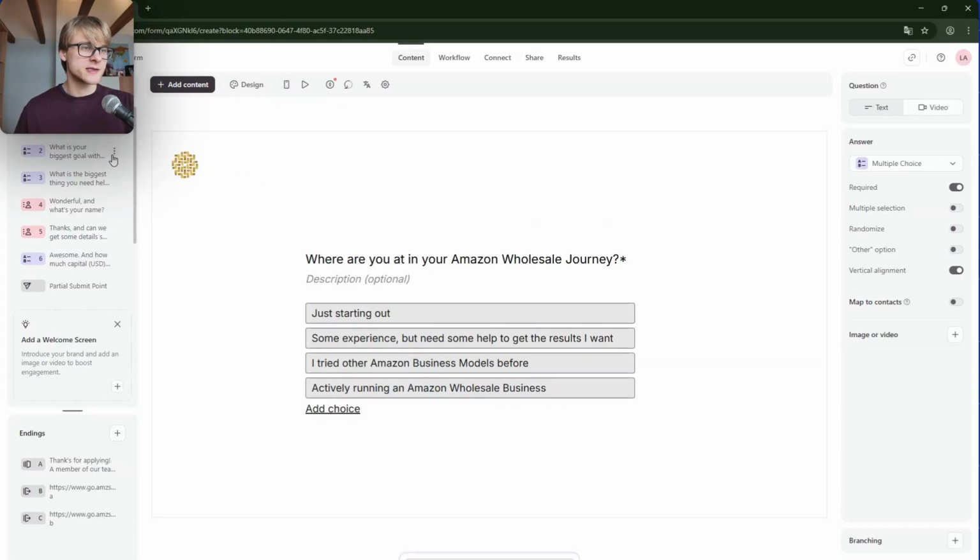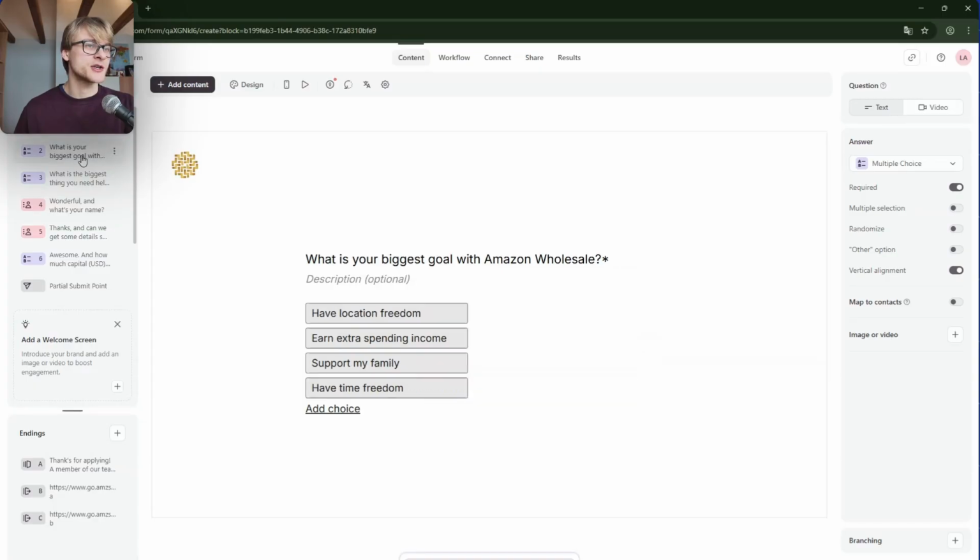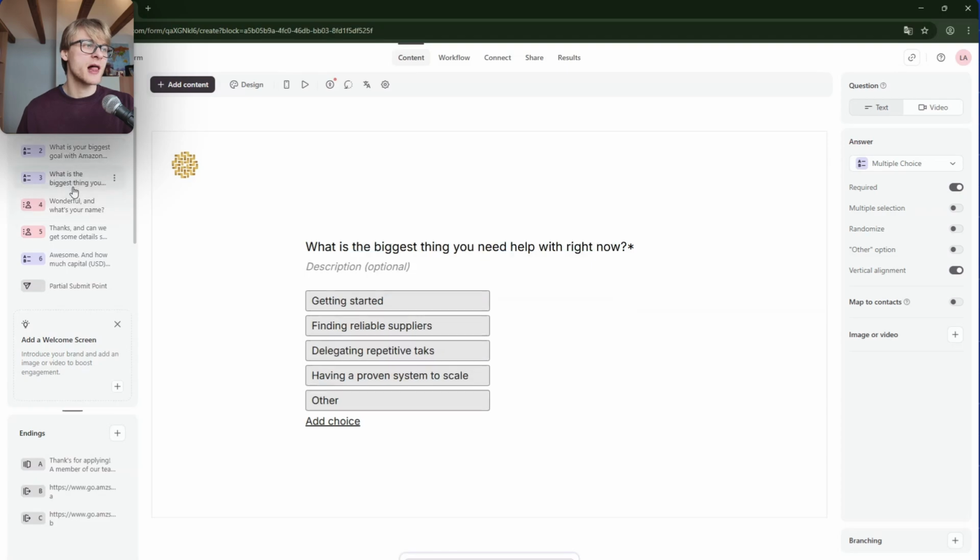We have a start question, where are you at in your journey? Then we have the next question, what is your biggest goal right now? And this is also direct. We're basically making them commit to their goal. They're like, okay, my goal is I want to earn extra spending income. What is the biggest thing you need help with?